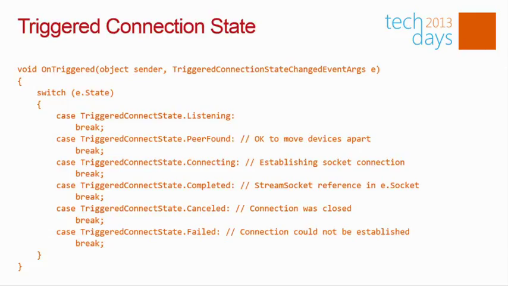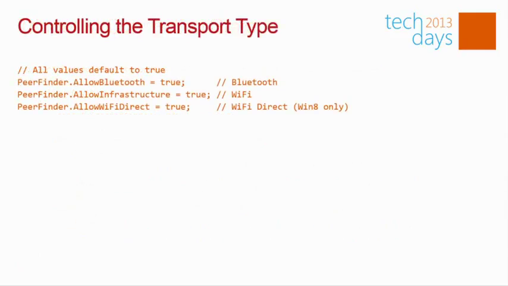The one we typically really care about is the Completed value, because that's the one that hands us a reference to a stream socket. Now I'm going to demo this for you in just a moment, but before I do, I want to show you a couple more things about this API that can be useful.